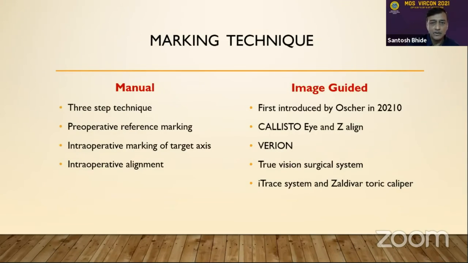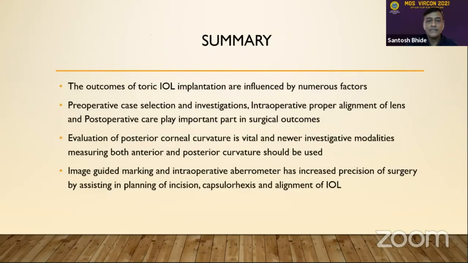Marking is again an important step. You can do manual marking. Most of us can do manual marking, and there is a 3-step technique: preoperative reference, intraoperative, and intraoperative alignment. Or there are some advanced technologies like Callisto Eye or Verion, which can be used.